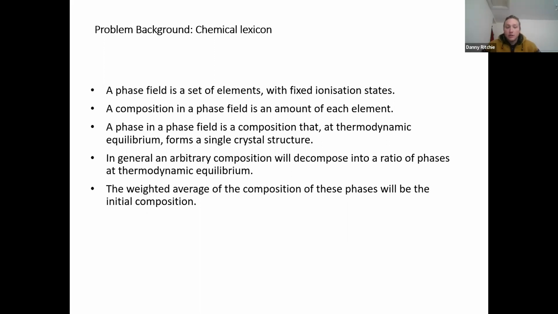So, in general, an arbitrary composition, when it reaches thermodynamic equilibrium, will decompose into a set of phases, with an amount of each as well, a ratio. And importantly, the weighted average of the composition of these phases will be the initial composition.